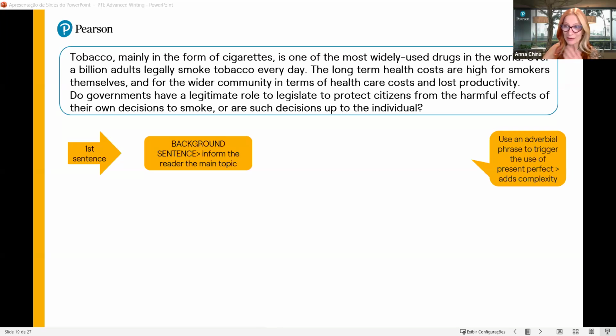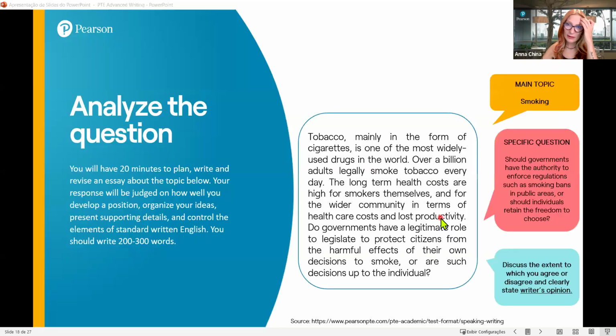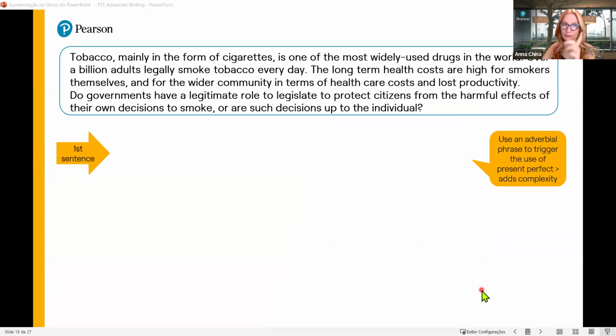If you use "today," James, you're not triggering the present perfect, right? So "today" is a good option, but I'm proposing to use an adverbial clause that will trigger it. So what adverbial clause could be used for this topic?